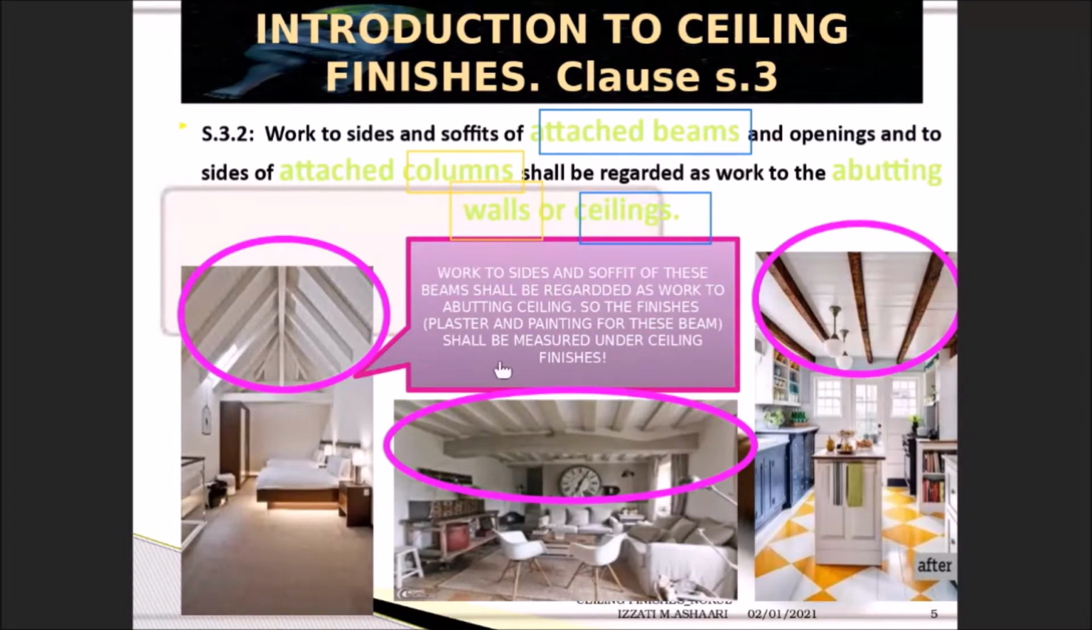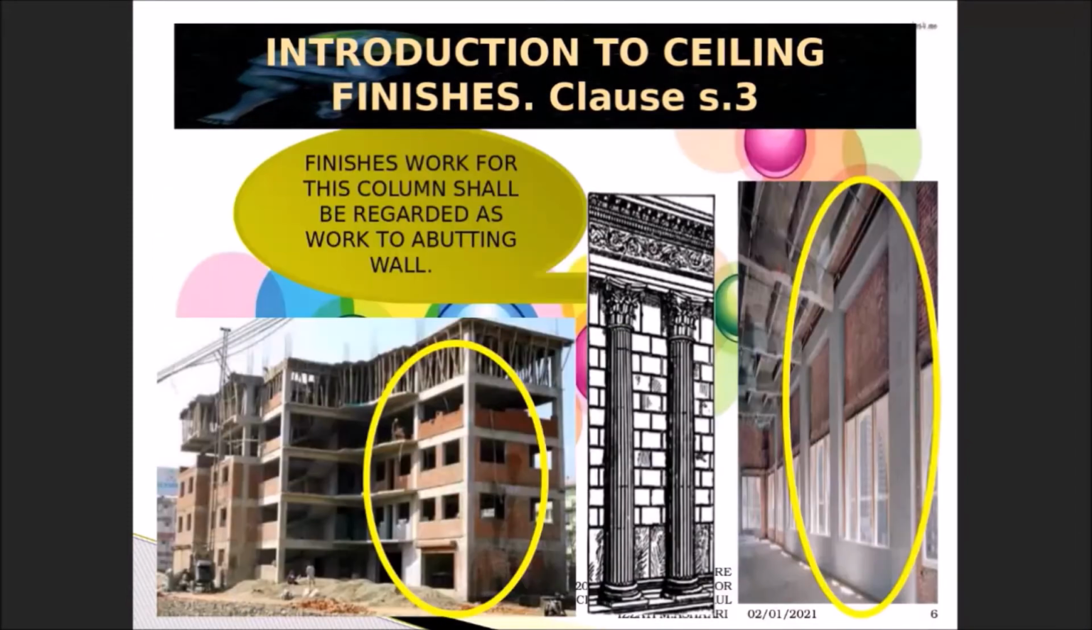So this is the explanation. The finishes in the bracket, plaster and painting for this beam, shall be measured under ceiling finishes. We did not measure under another element. This is the meaning of this second clause under SMM. Look at this example. You can see the column here is attached with the wall. So this is considered as wall finishes.